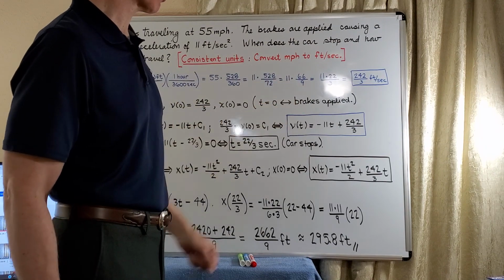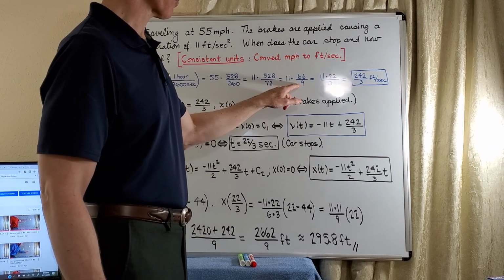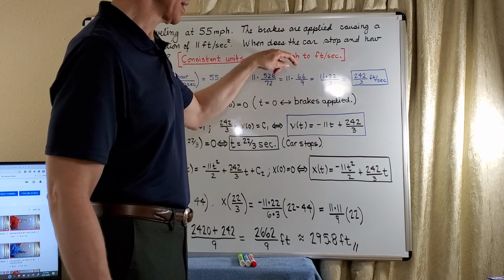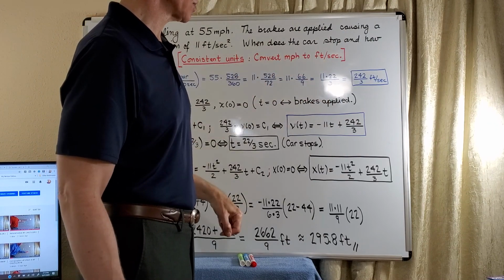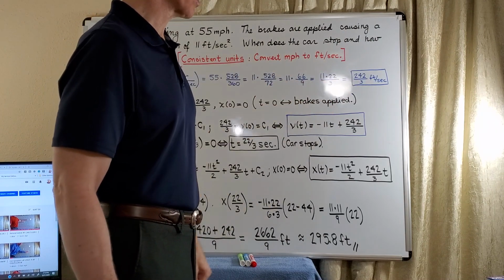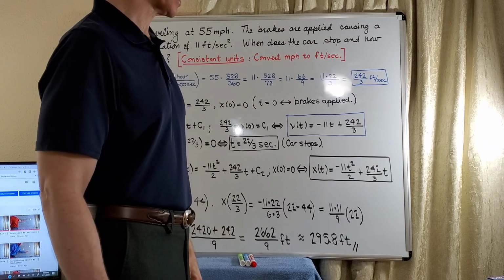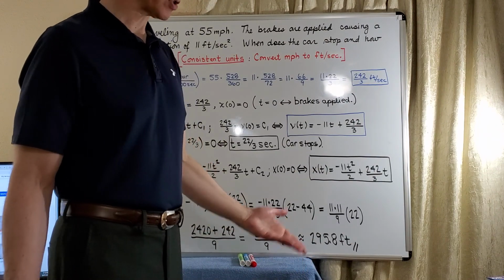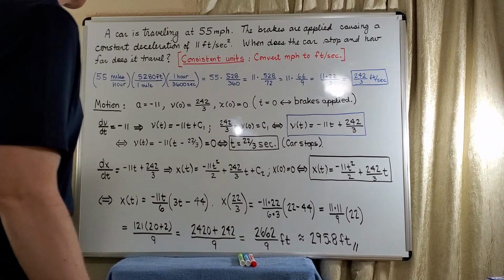And of course, one more step. We can knock out a 3 here to give us a 3, and a 3 here to give us a 22. So we'll get 242 divided by 3 feet per second. General math, of course, but very important general math.